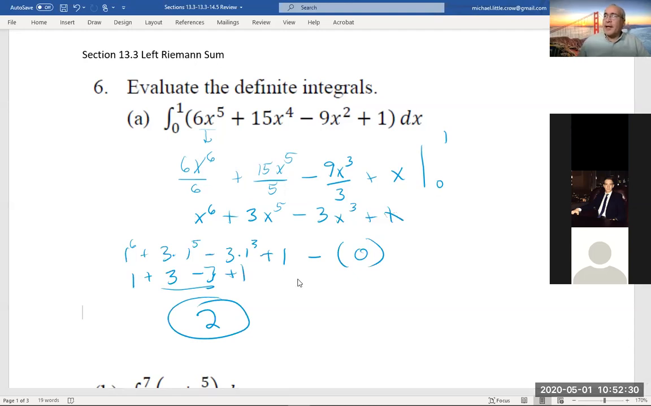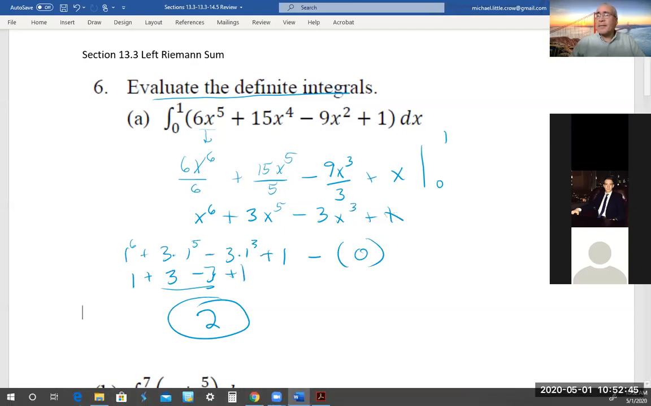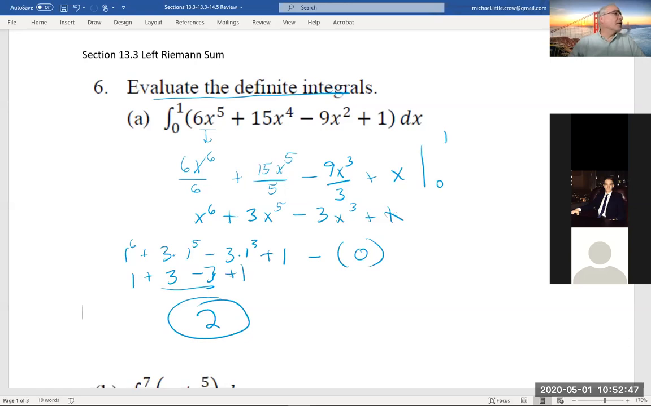Okay, and that's the last Riemann sum. Well, this is evaluating the definite integrals, just like we did here. So we won't be doing left Riemann sums until we get to number 7. All right. Okay. My bad. No worries. Here we go.